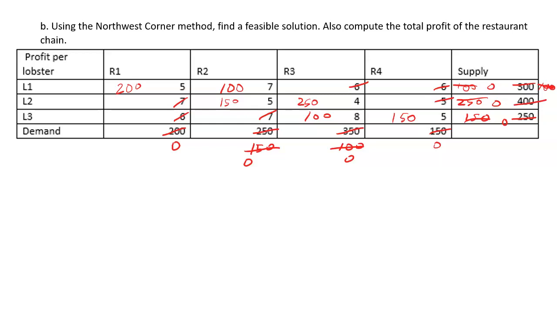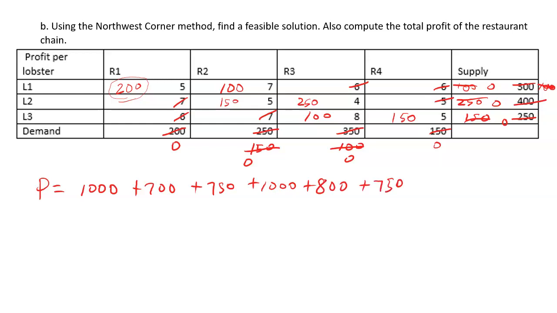Now, in this case, the total profit for the chain would be just simply the number of lobsters that you will be purchasing times the profit that you will get out of it. So in this case, 5 times 200, which is 1,000. 7 times 100 is 700. Then 5 times 150 is 750. 4 times 250 is 1000. 8 times 100 is 800. Then 5 times 150 is 750.